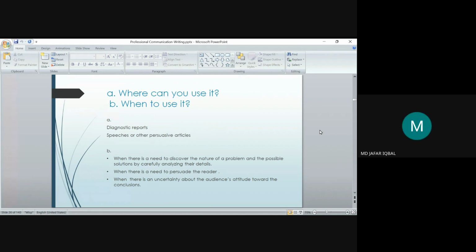Yes, and it is specific to general. Correct. Specific to general. So it gives you all the details. It gives you all the readings of whatever imagery they have captured or the samples that they've tested. And then they make a final observation, right? Whether it's a radiologist or the lab technician, whoever it is. So diagnostic reports usually use this pattern of arrangement. So, specific to general. Then speeches or other persuasive articles.